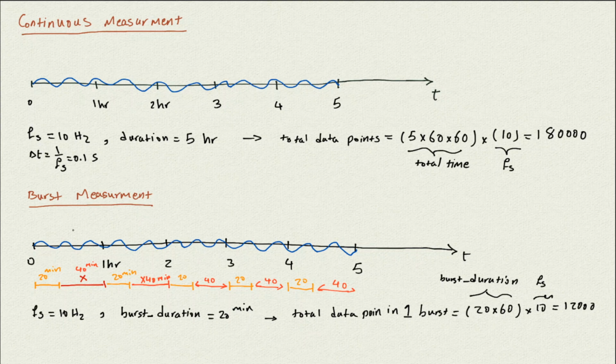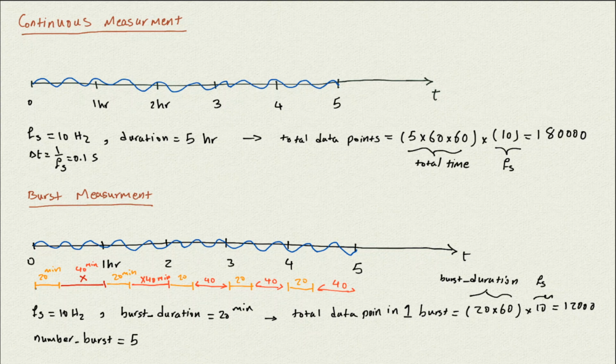How many bursts do we have? This is the first burst, second burst, third burst, fourth burst, and fifth burst. So the number of bursts here is going to be 5. So we have 5 bursts of data, where each burst is 20 minutes. Each 20 minutes here represents that 1 hour of data.